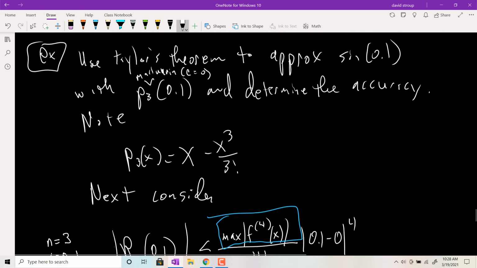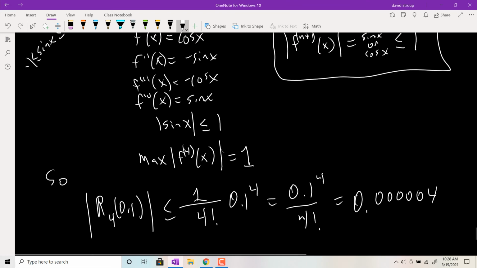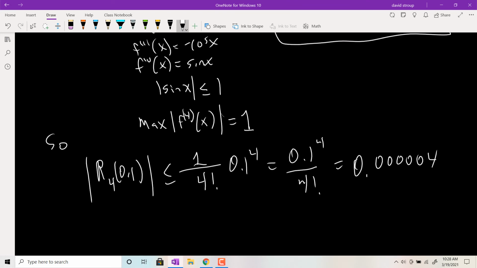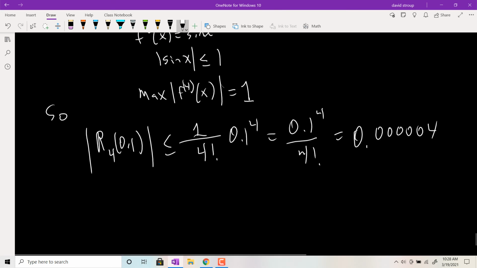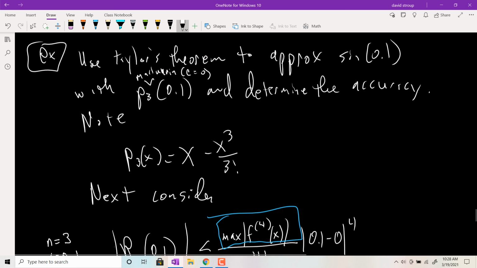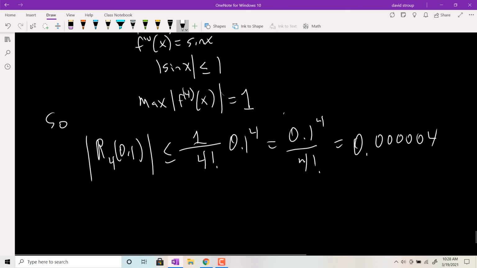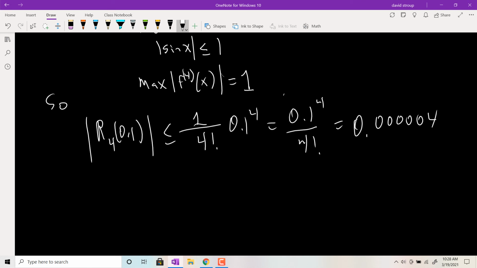Okay, so the accuracy is pretty close to the actual value that you'll see in your calculator. We can determine then an approximation for sine of 0.1 using p sub 3 of 0.1.